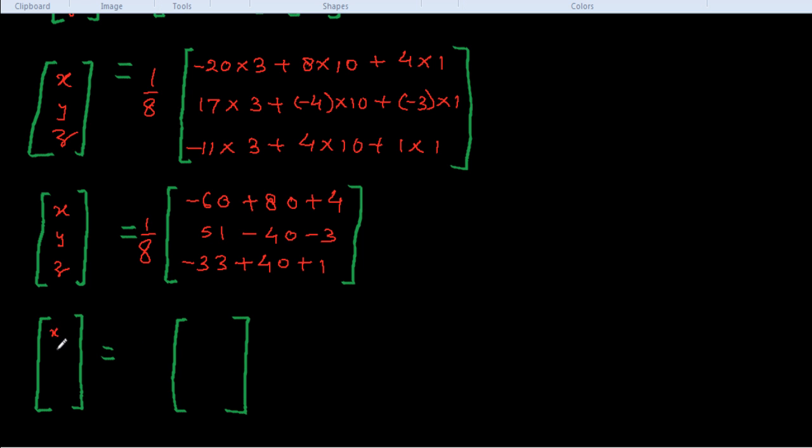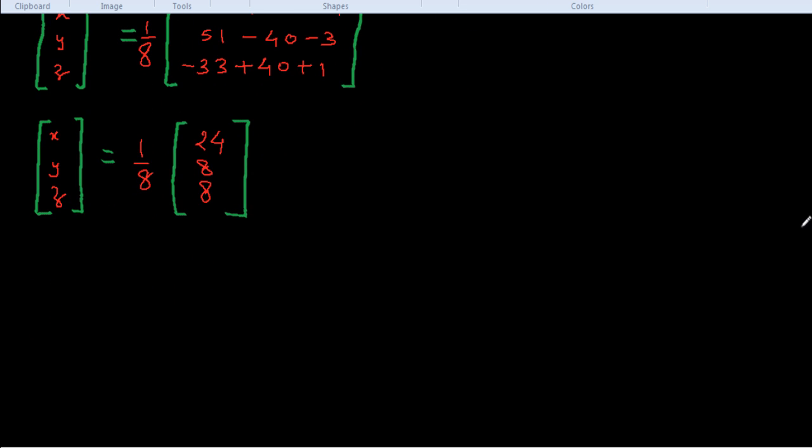So x, y, z is 1 over 8 times: minus 60 plus 80 plus 20 plus 4, which is 24. Then 51 minus 40 minus 3, which is 8. Then minus 33 plus 40 plus 1, which is again 8.